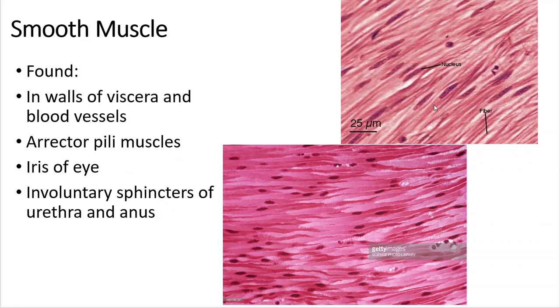Now, how in the world am I going to tell this apart from dense regular connective tissue? You're going to look for these cigar-shaped nuclei. Yeah, they've got muscle fibers running through here, muscle cells. And these guys are going to have a single nucleus, which is going to be cigar-shaped, and no stripes.